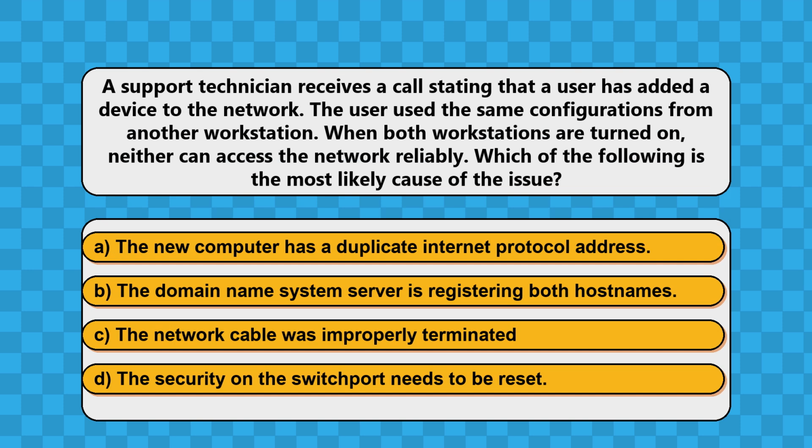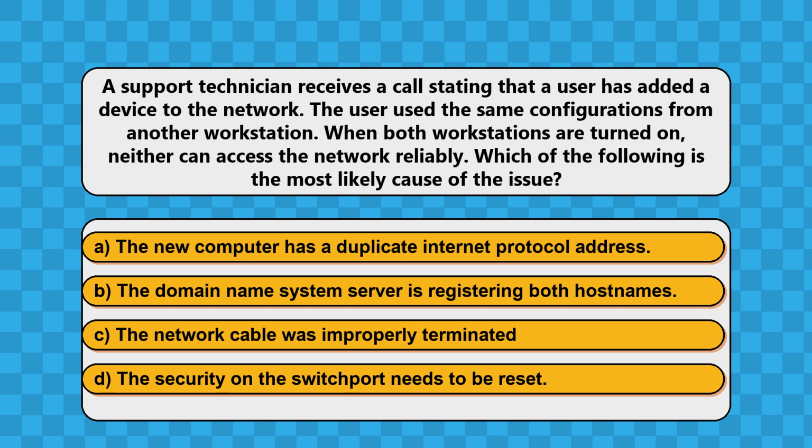Question 22. A support technician receives a call stating that a user has added a device to the network. The user used the same configurations from another workstation. When both workstations are turned on, neither can access the network reliably. Which of the following is the most likely cause of the issue? Option A, the new computer has a duplicate Internet Protocol address. Option B, the domain name system server is registering both host names. Option C, the network cable was improperly terminated.